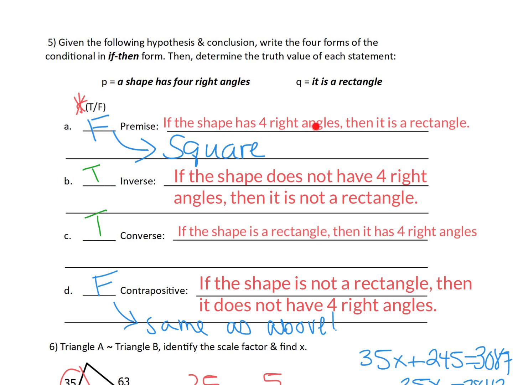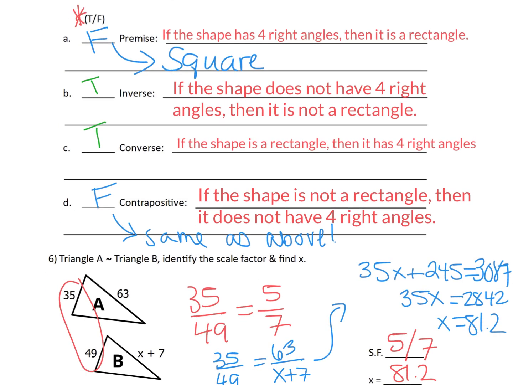So if the shape has 4 right angles, then it is a rectangle. If the shape is a rectangle, then it has 4 right angles. Now, this concept of being true or false is something that you should be able to think of a counter example for if you're going to say that it's false. A square would be something that has 4 right angles that is not a rectangle. However, if it does not have 4 right angles, then it can't be a rectangle, for the converse and the inverse, actually. And contrapositive, remember, is if not Q, then not P.